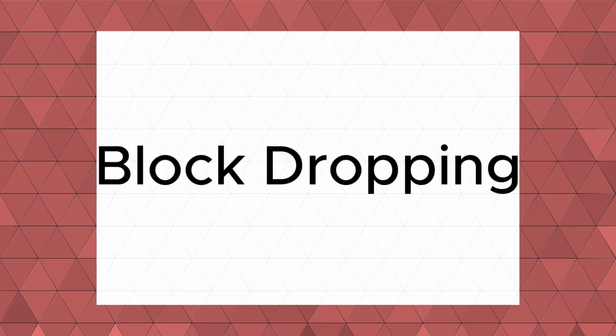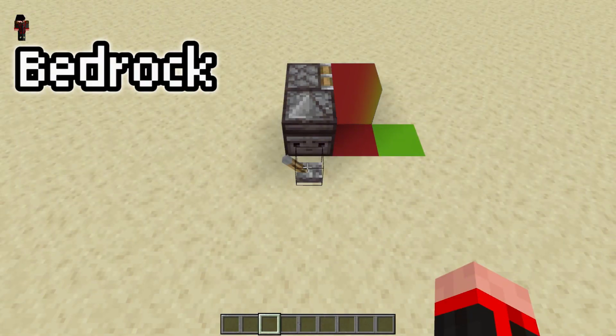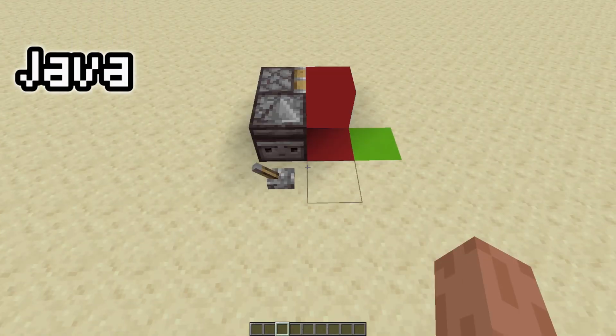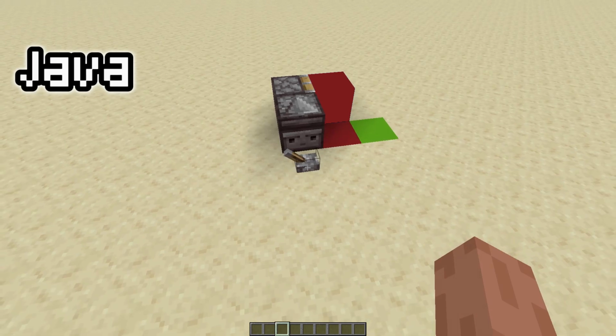There is a piston functionality exclusive to Java called block dropping or block spitting, which refers to the ability for a sticky piston to act like a normal piston by giving it a 1-tick pulse. Unfortunately, this functionality is not in Bedrock.